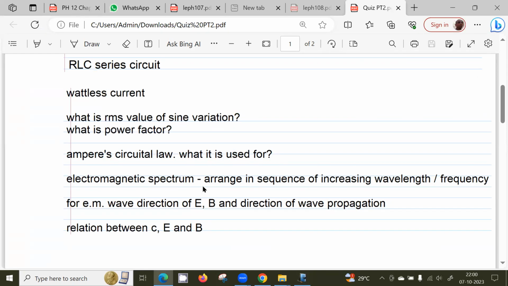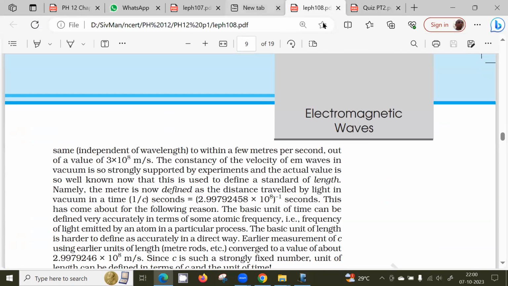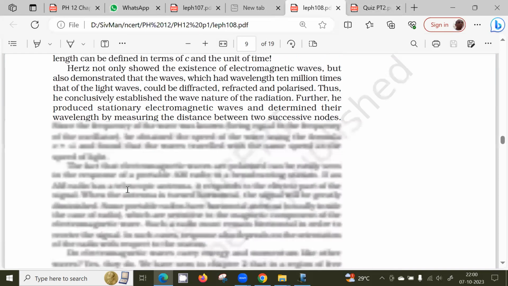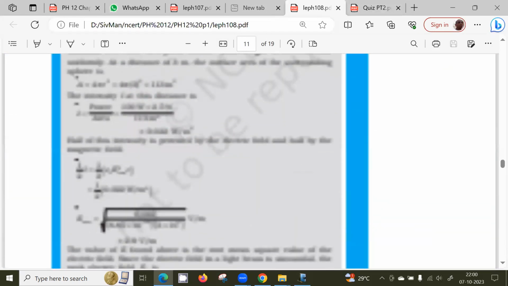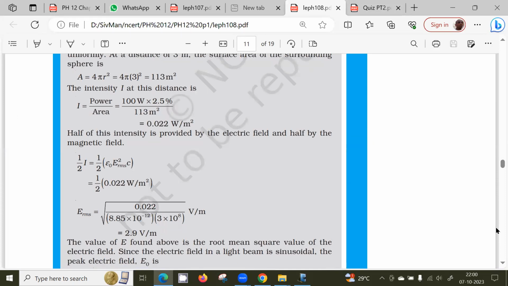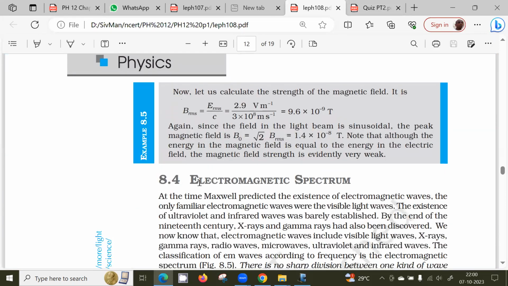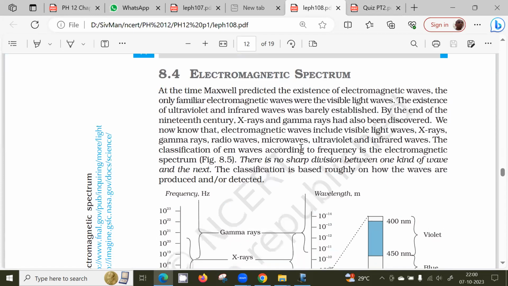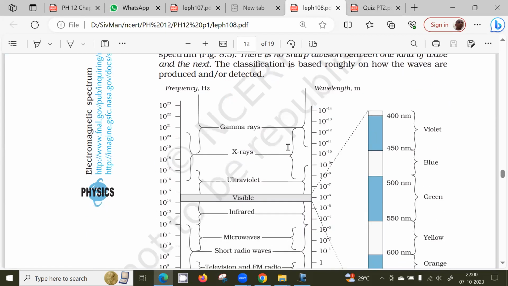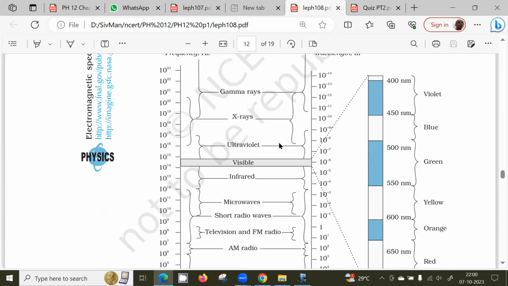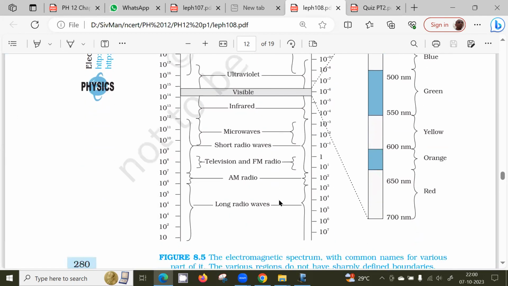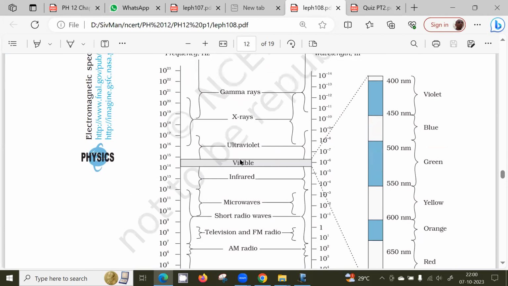Electromagnetic spectrum, you know that, right? Chapter 8, electromagnetic waves. Here you have this electromagnetic spectrum. So what's an electromagnetic wave? It's a combination of electric and magnetic field. And this is the electromagnetic spectrum. Here this is the visible light, where we can see the picture.